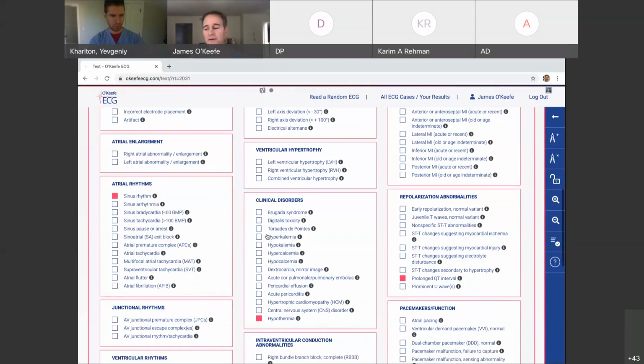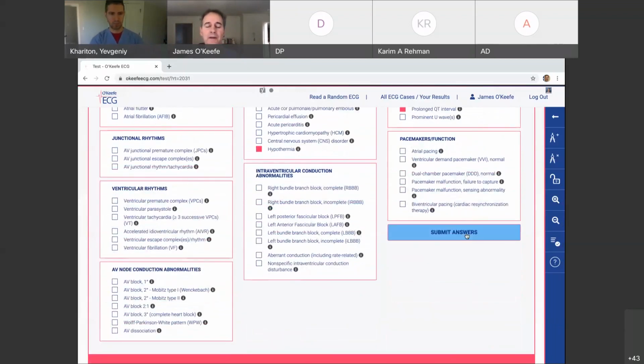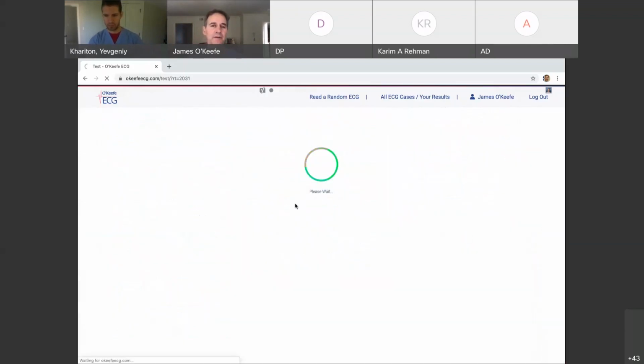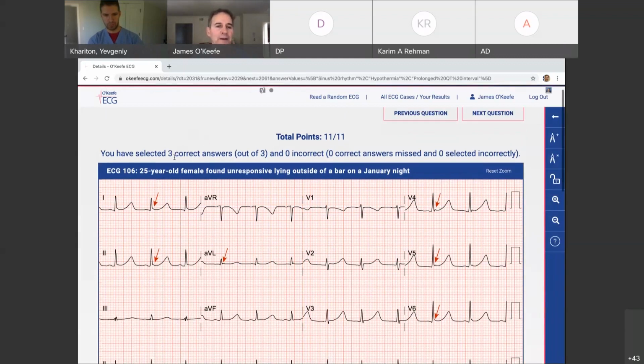So this is hypothermia. And maybe I can, yeah, so see those arrows are pointing out these Osborne waves, which are the only time you see Osborne waves: normal variant, early repole, hypercalcemia, and hypothermia.